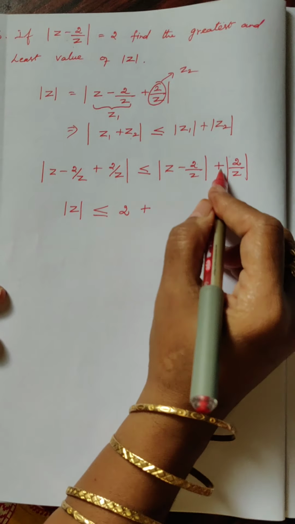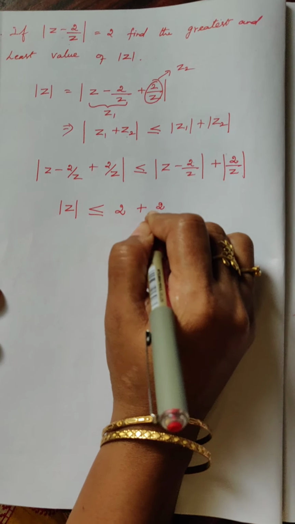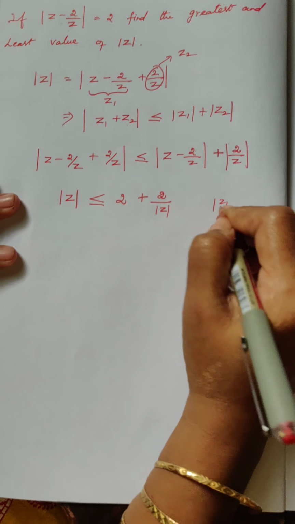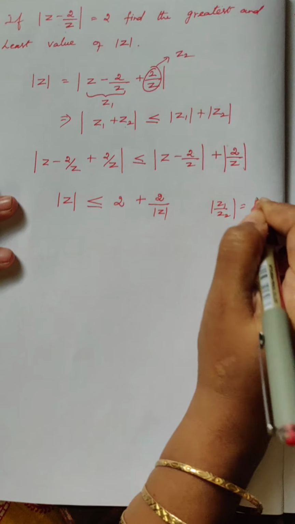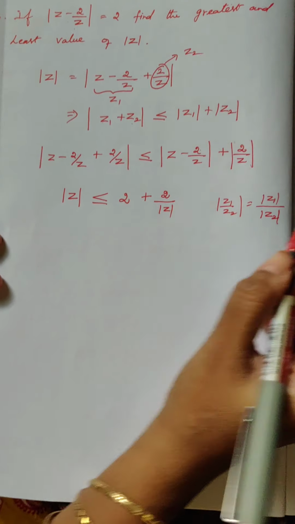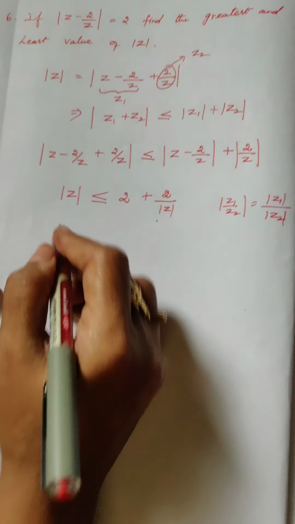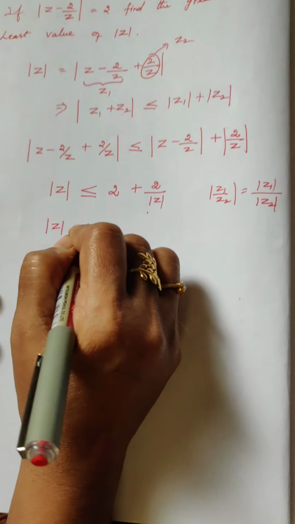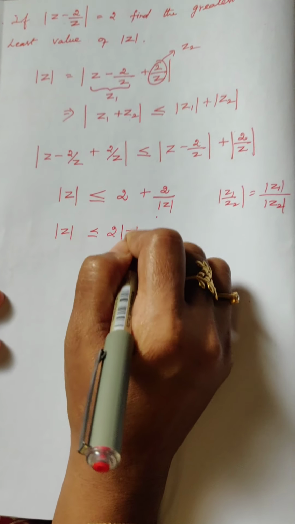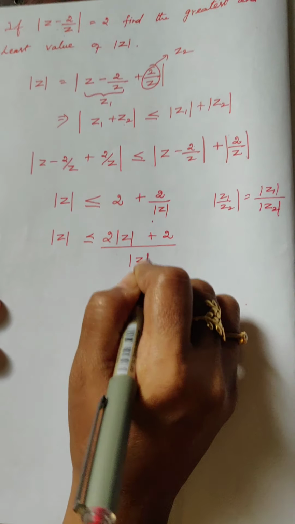Plus, see here, modulus of 2 by z. What is modulus of 2 by z? Modulus of 2 by modulus of z. Clear now? Modulus of z1 by z2 equal to modulus of z1 by modulus of z2. I am using this result, 2 by modulus of z. Modulus of 2 is 2. Clear now? So modulus of z lesser than or equal to, just I am taking the LCM, 2 modulus of z plus 2 whole thing divided by modulus of z.